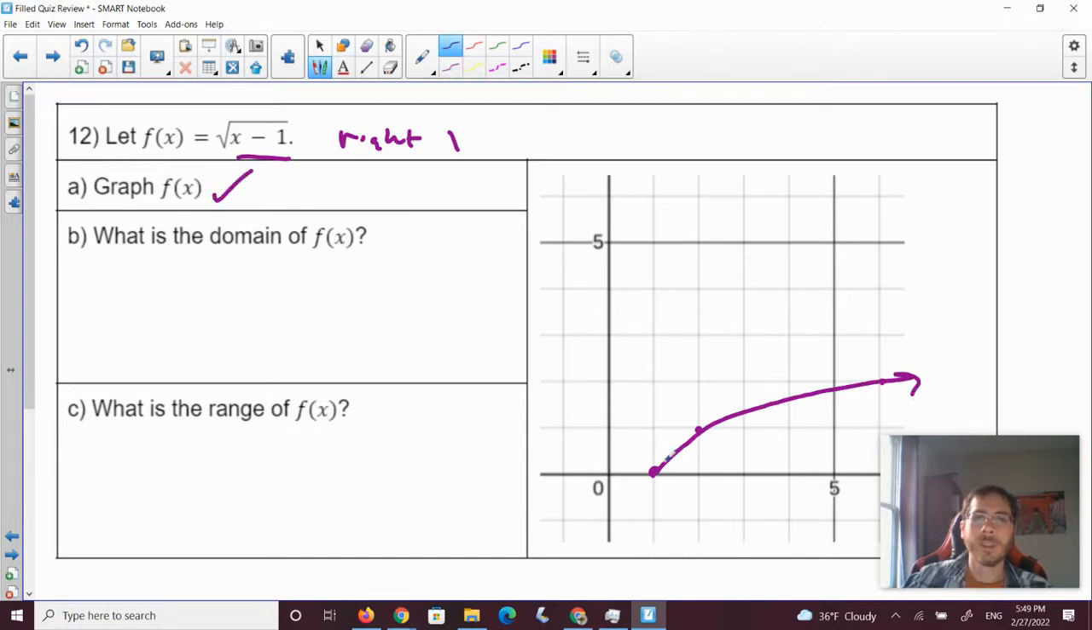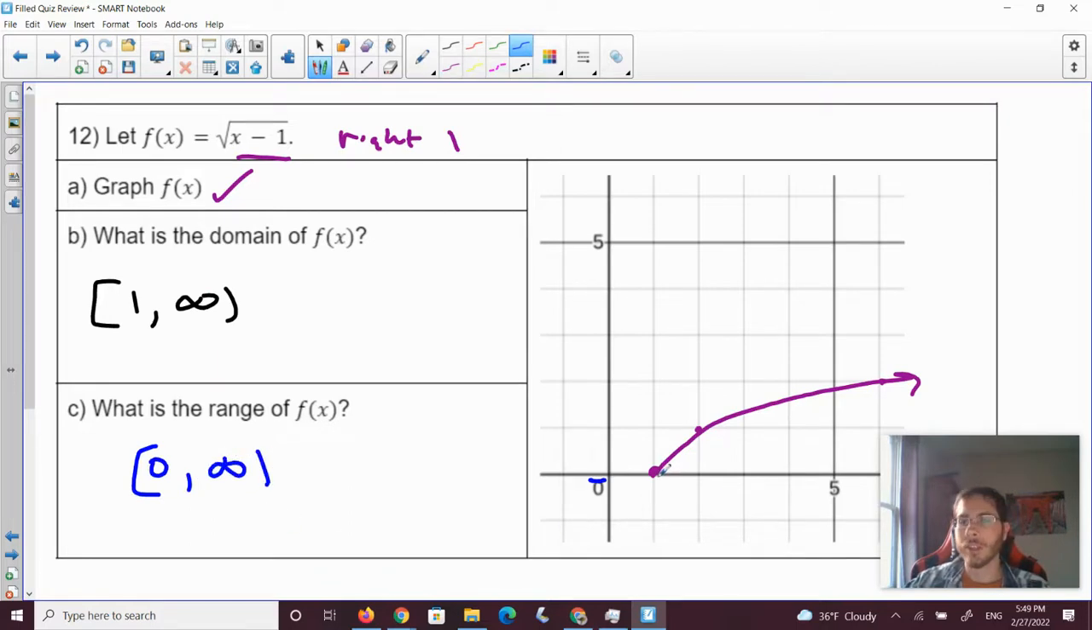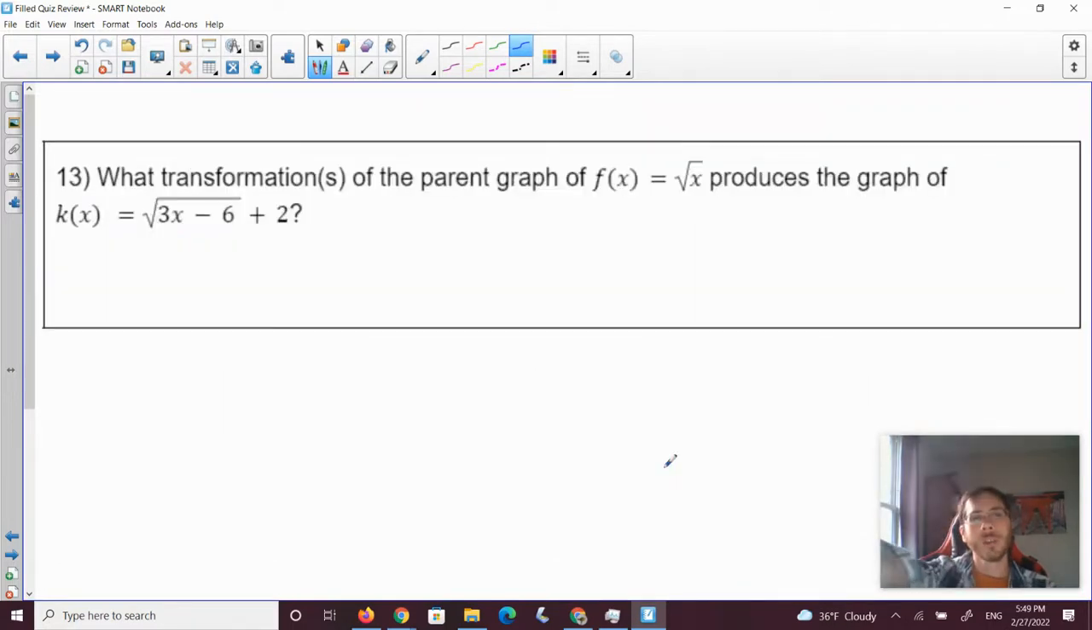What's the domain? We can see we're starting at 1, and then we're going out to infinity. What's the range of f of x? We can see that we're starting at y equals 0, and we're going out to infinity. Since there's a solid dot at the start, that's how we know that we want to have the brackets on the 1 and the 0. Infinity always gets the parentheses. So we're all set. And then we got number 13.